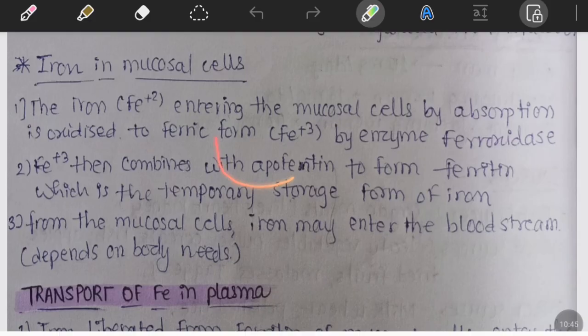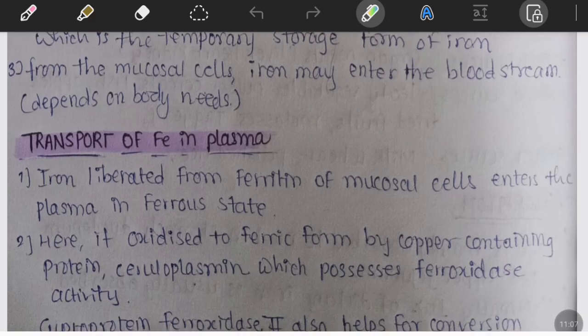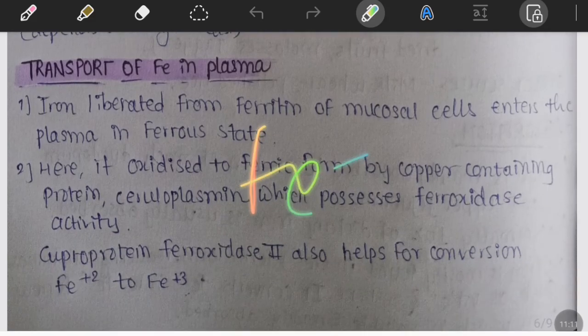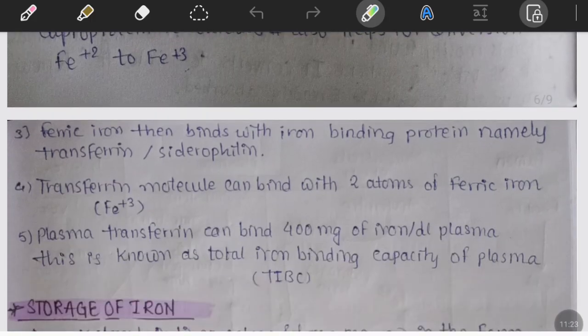Once iron enters the blood, can it simply float around freely? No. Free iron is toxic, so the body always transports iron safely by binding it to proteins. Iron leaves the mucosal cells as Fe2+, and then in plasma ceruloplasmin, a copper-containing protein, converts Fe2+ into Fe3+. This is why copper deficiency can indirectly disturb iron metabolism. Fe3+ now binds to transferrin, the transport protein for iron. Think of transferrin as a delivery truck carrying iron safely through the bloodstream. One transferrin molecule can bind two Fe3+ ions. This is another favorite university exam question.